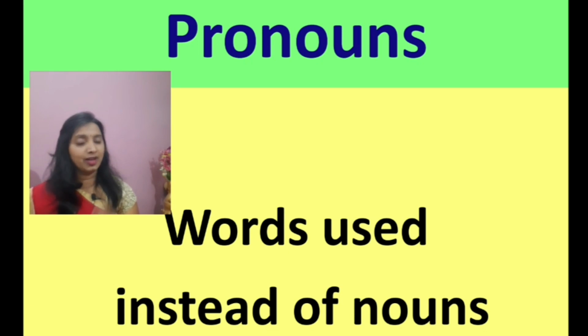Confusing? One example we'll take. If I say, Rama is writing a poem, Rama is a noun. Instead of Rama, I'll use he. He is writing a poem. So, he is a pronoun. He is the word used instead of a noun.